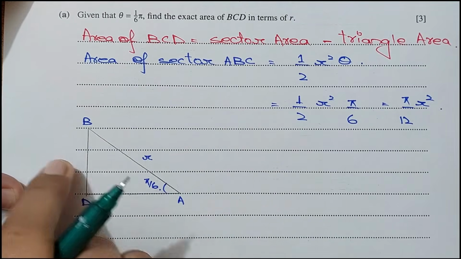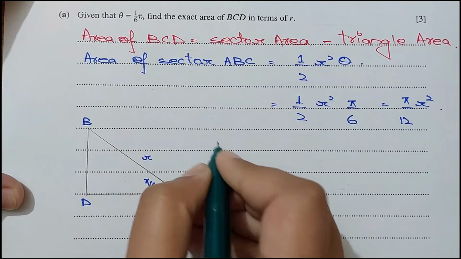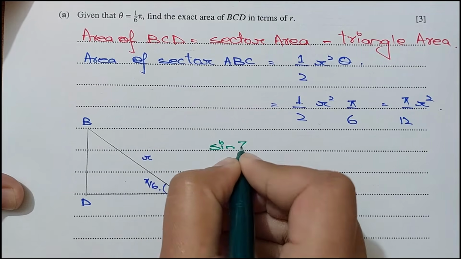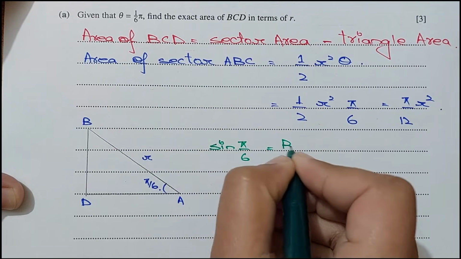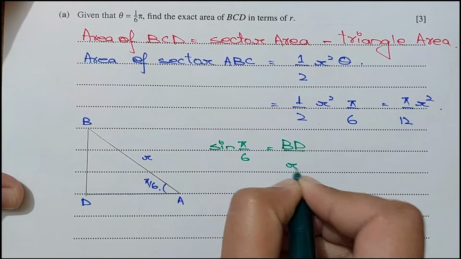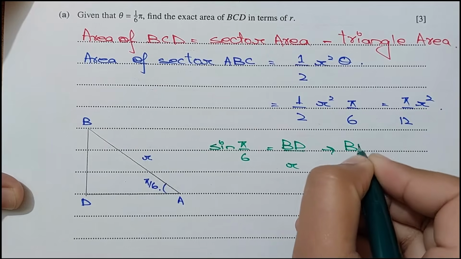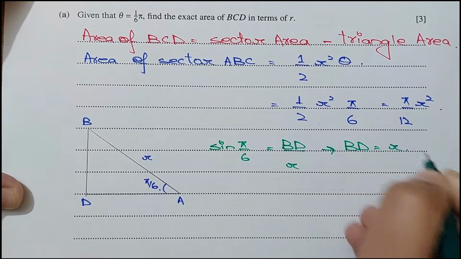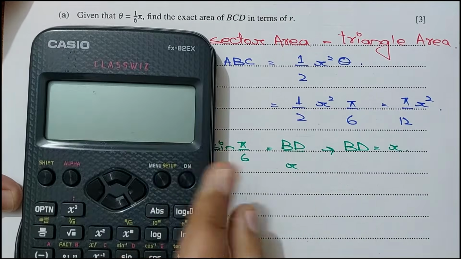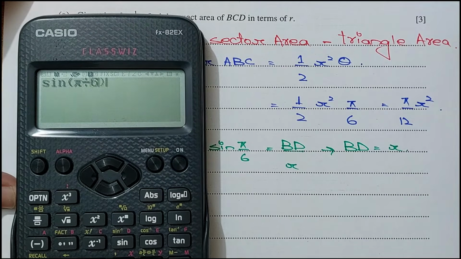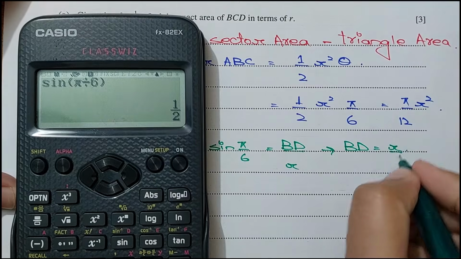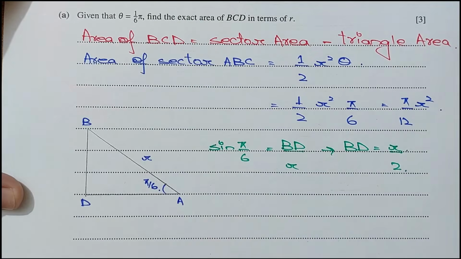Okay, so sine is opposite over hypotenuse. So if I say sine pi by 6, sine theta is opposite over hypotenuse, this is BD over the hypotenuse, which is R. So from here BD equals R times sine pi by 6. What is sine pi by 6? Sine pi by 6 is 1 by 2, so BD is R by 2, right?